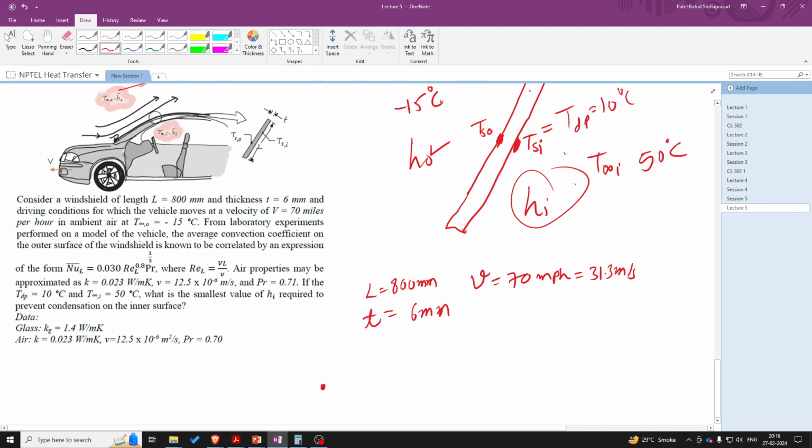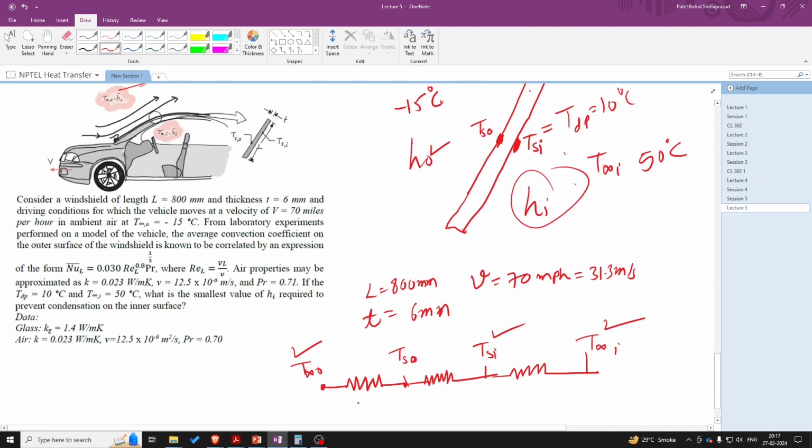So let's consider this as the extreme outermost point. It's the temperature of T infinity 0. Then there will be this convective resistance until we reach the glass. So the surface of the glass is TS0. Then there will be this conduction within the glass, and on the inner side the temperature is TSI. Then there will be this convection inside the car, and the temperature is T infinity I. So we have this temperature, and this as dew point.